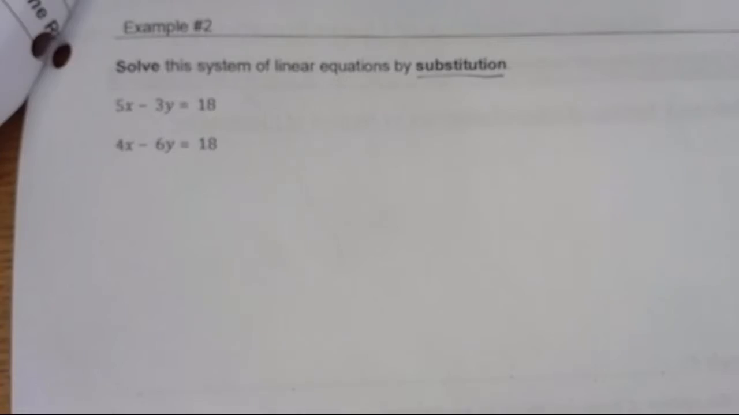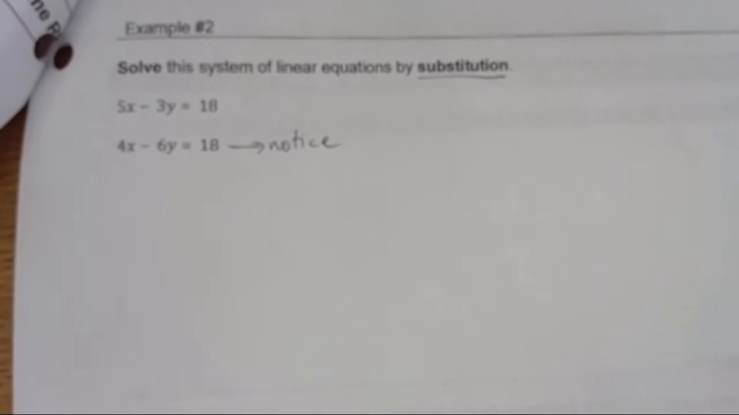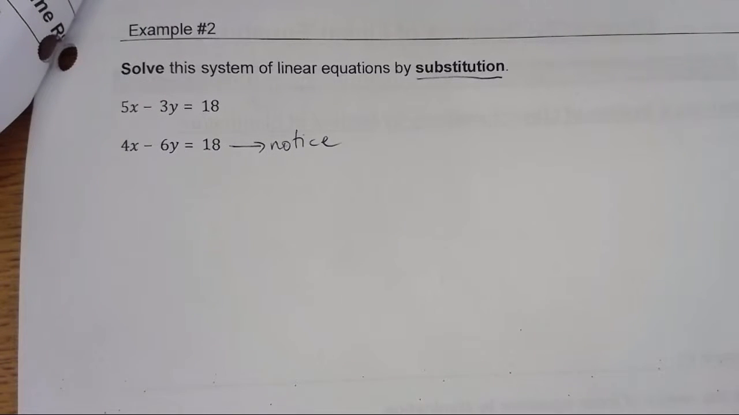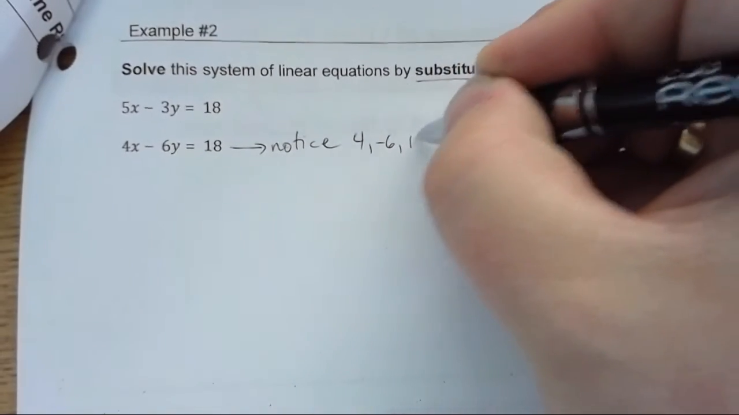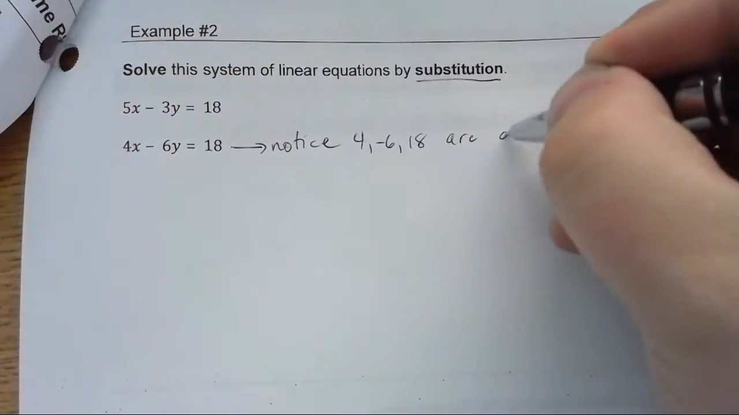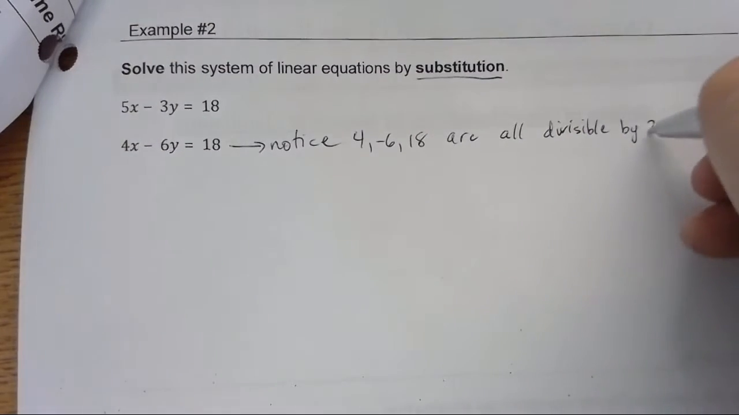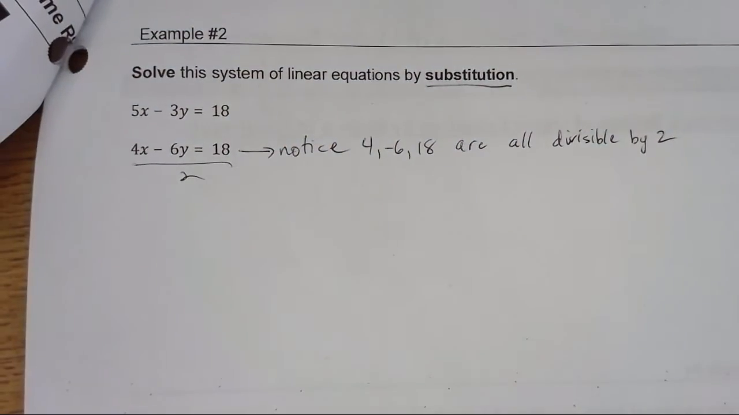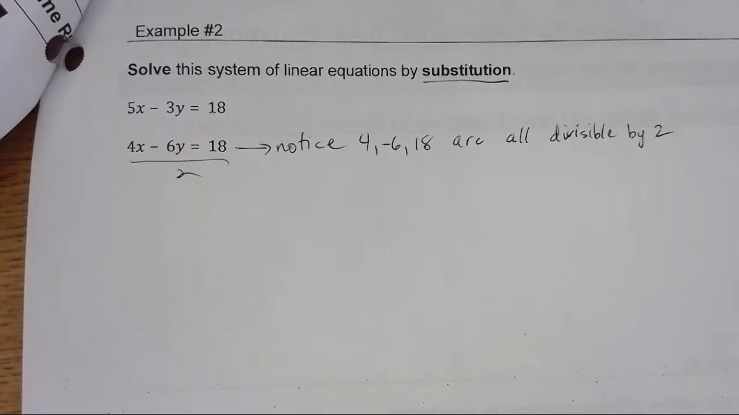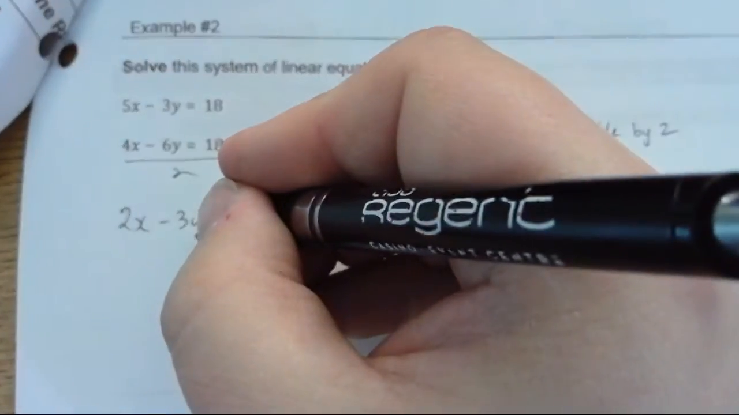So the first thing I notice about this, I'm going to write down, notice that 4, -6, and 18 are all divisible by 2. So that means that if I divide the entire equation by 2, I don't change the equation any. It's still the same line through space. So this is going to be 2x minus 3y equals 9.